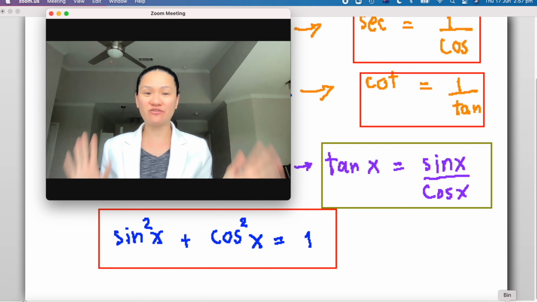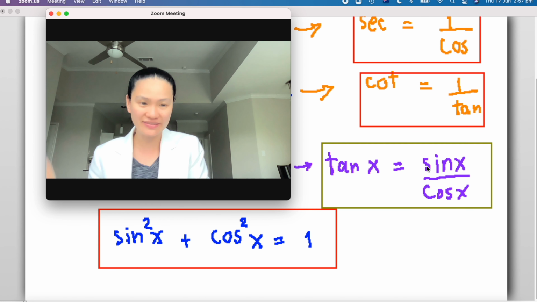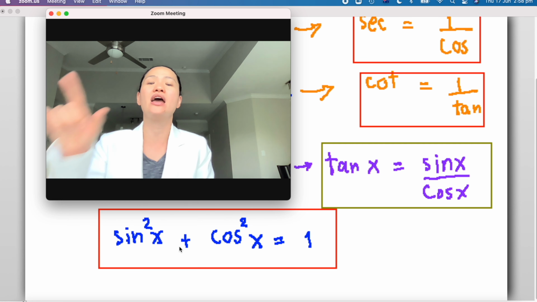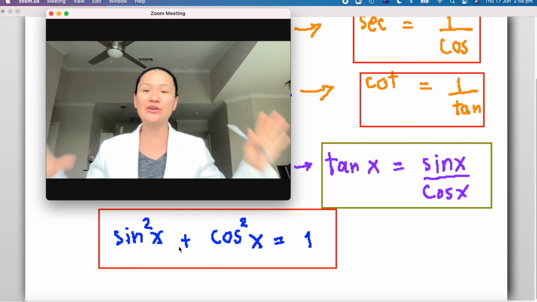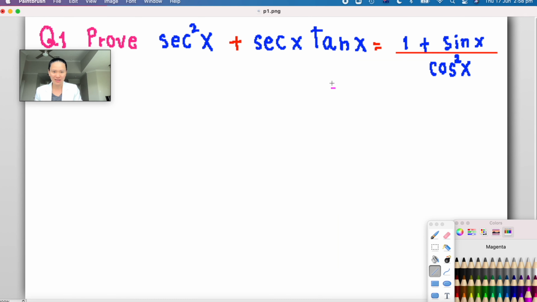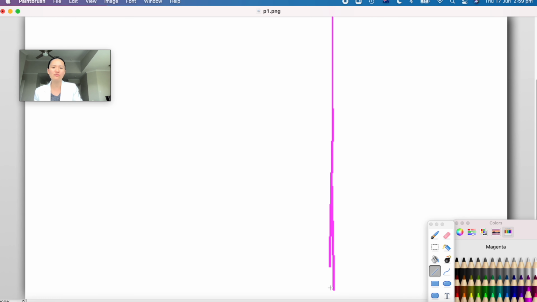For all of these formulas, sine and cosec, cos and sec, tan, and tan x equals sine x over cos x, and another one, sine x squared plus cos x squared equals 1, you need to understand all of them, and we're going to apply them in our question right now. How about we apply all the rules here. I'm going to write down our rule super quick. Let's go together step by step.